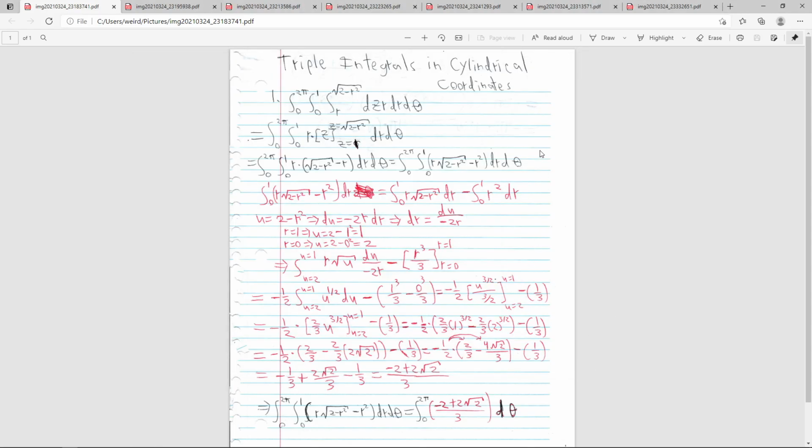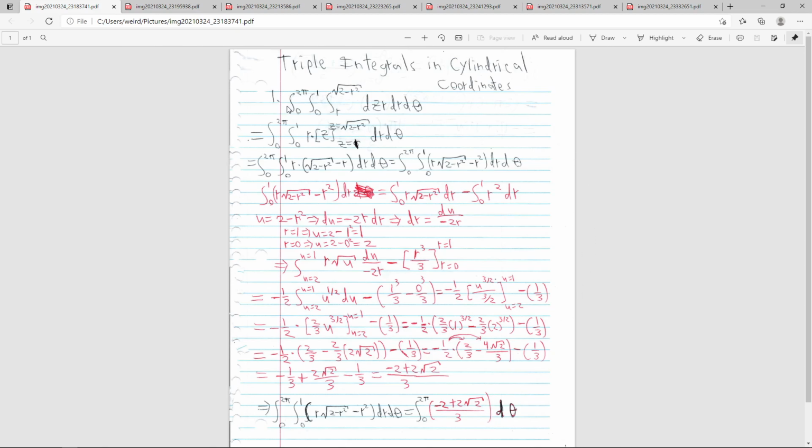Okay, triple integrals and cylindrical coordinates. We only have a few examples of this because this section is technically split into two parts, two different types of triple integrals, and we just do a few of each. But we're going to keep this all in one video, just one section, split into two parts.